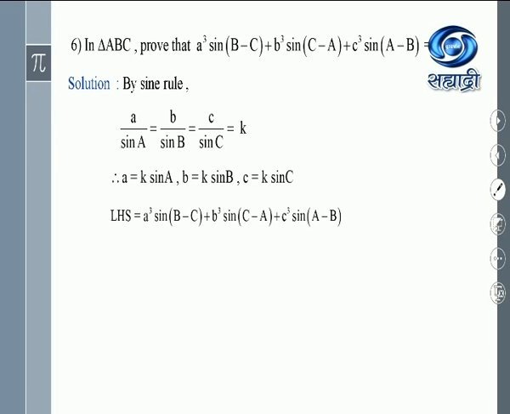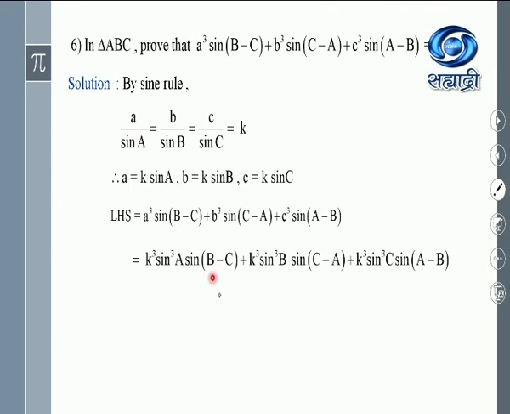Now we start with LHS. Write down all the 3 terms as it is in LHS. The next step is this a cube we replace by k cube sine cube a, because this a we wrote as k sine a, so a cube is nothing but k cube sine cube a. We keep the second term, which is sine of b minus c, as it is.